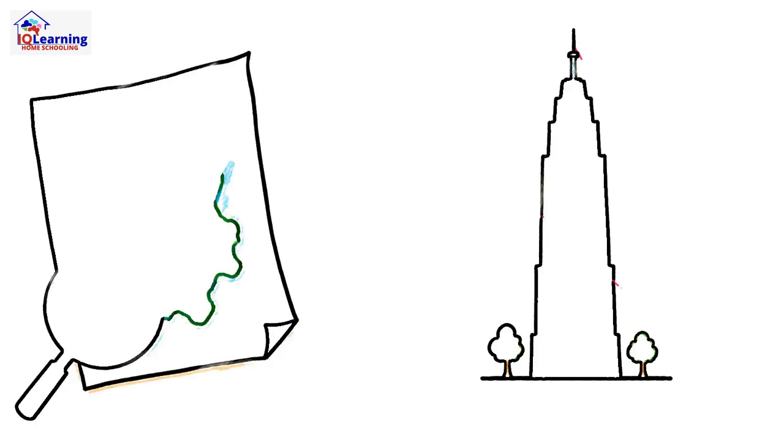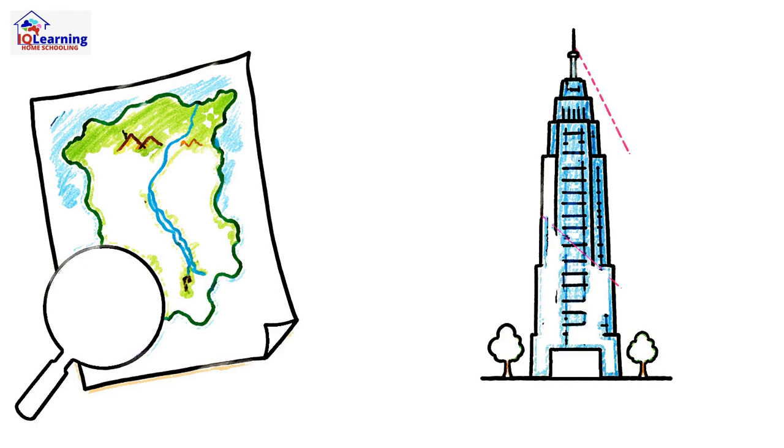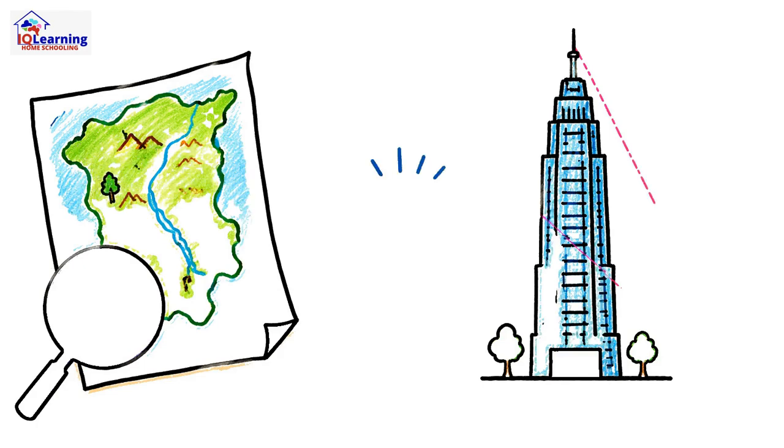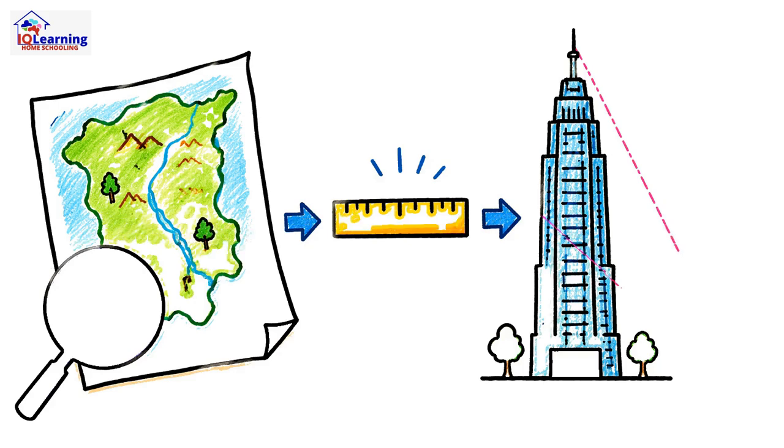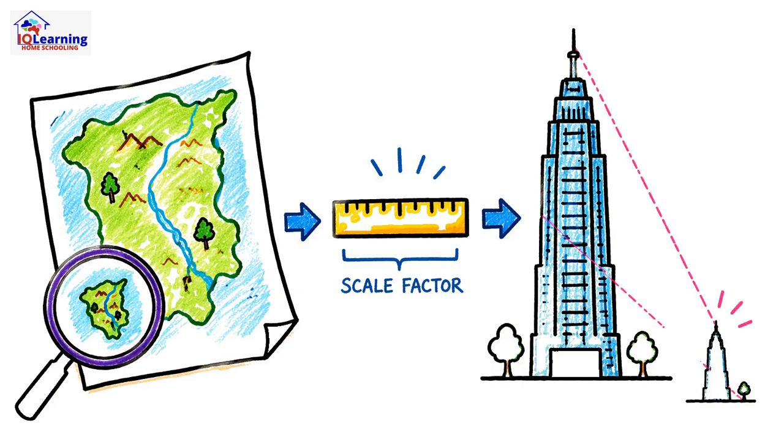How do you fit an entire country onto a single piece of paper? Or build a tiny, perfect model of a skyscraper? The answer is a mathematical secret code called a scale factor. A scale is simply a ratio that connects a drawing to the real thing.